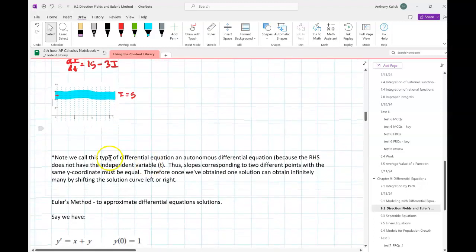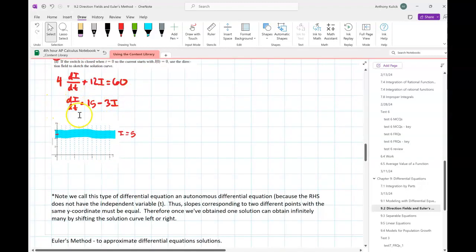So notice this type of differential equation right here is dI/dt, but there's no variable t in it, right? We call this an autonomous differential equation if the variable which we differentiated with respect to, like t in this case, isn't actually a variable in the differential equation.